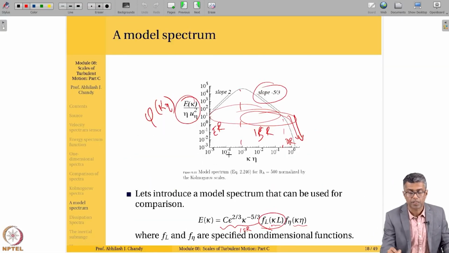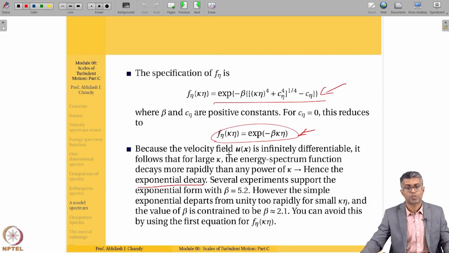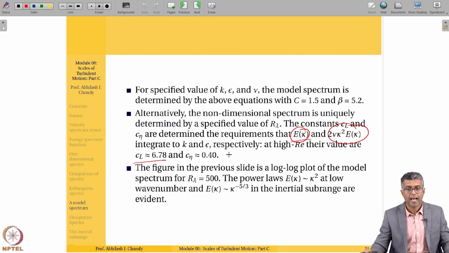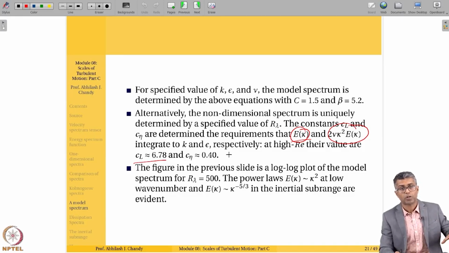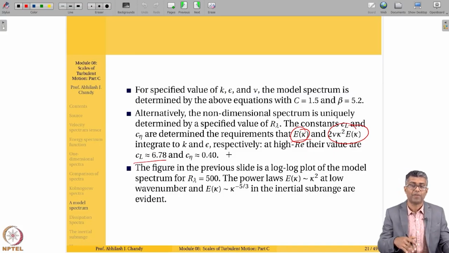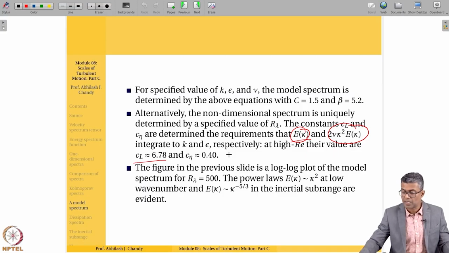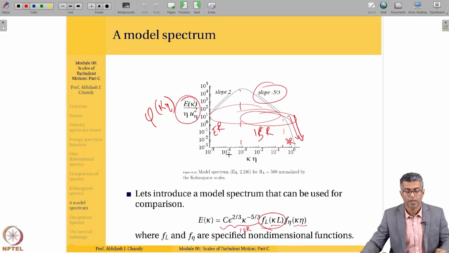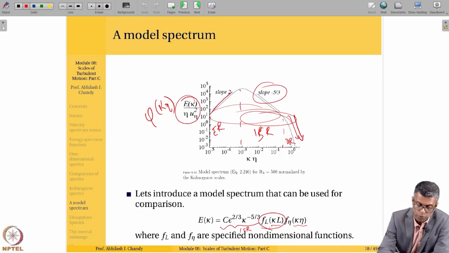You can see that here, it's a log-log plot on both sides. It is the log-log plot of the model spectrum at R lambda equal to 500. The power law, E of kappa, is approximately varying with kappa squared at low wave number, and E of kappa varies with kappa to the -5/3 in the inertial subrange. You can see that easily, right? So you have a slope of 2.